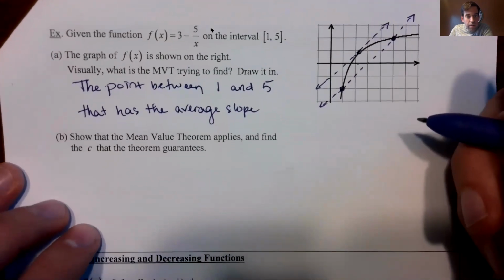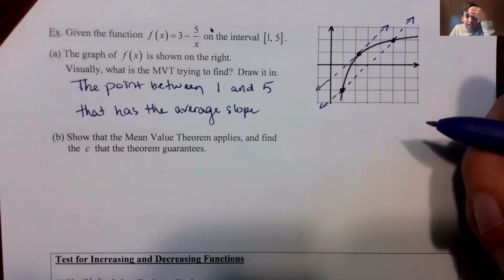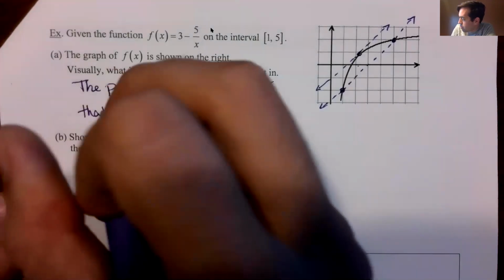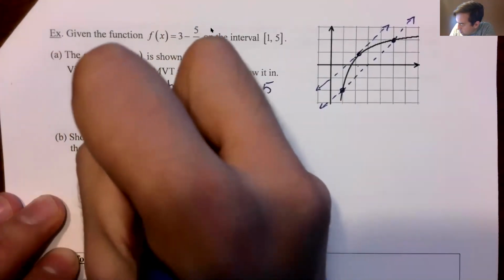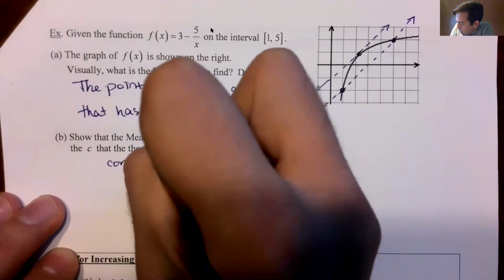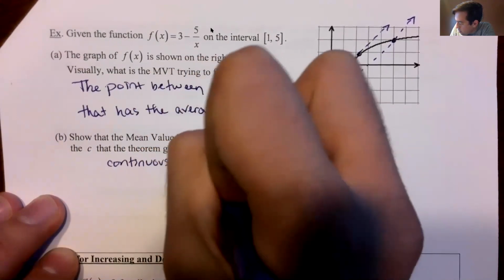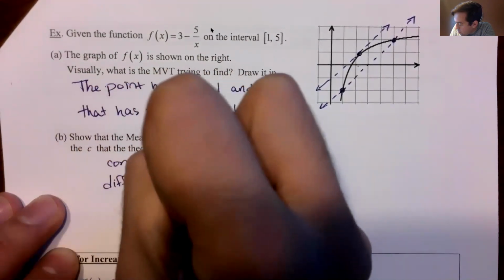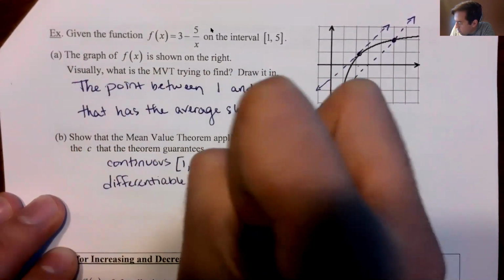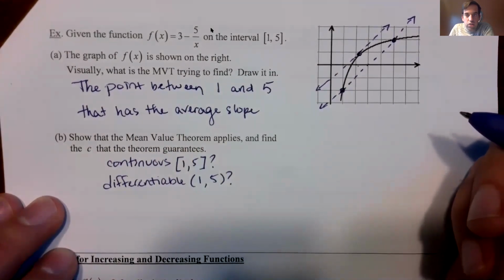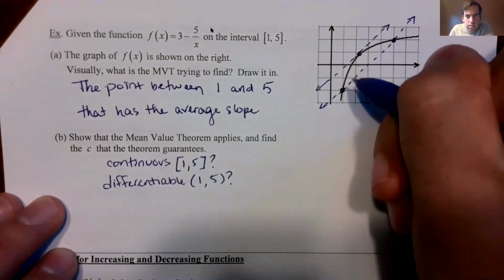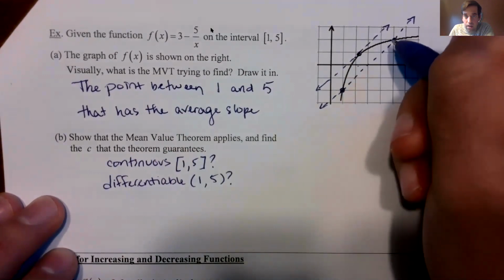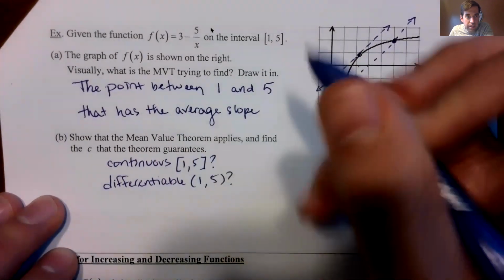So let's show that the mean value theorem applies and find the c that the theorem guarantees. So for the mean value theorem to apply, we have to be continuous from 1 to 5 and differentiable from 1 to 5. So are those two things true? Let's check. So based on the graph, it looks like we have a continuous function and it's a curve. So it should be continuous and differentiable.